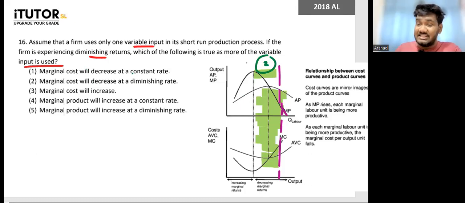Marginal cost is decreasing at a constant rate. Look at the diagram and see, is the marginal cost decreasing? This is the marginal cost curve. Is it decreasing in the second stage? It's increasing, right? Wrong.